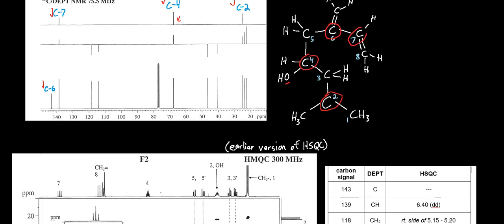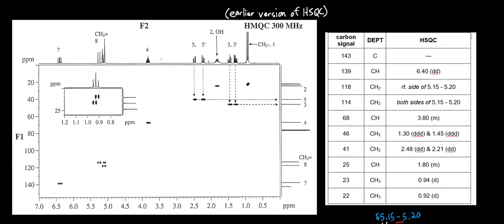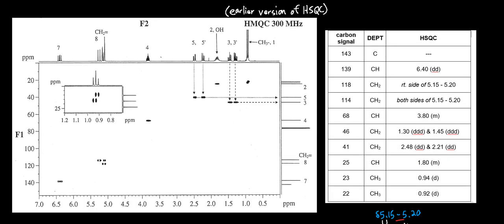Now we go on to HSQC, and I've gone ahead and made a table showing the carbon signals, what multiplicities they are in DEPT, and then I've gone ahead and filled in what correlates to what in the HSQC. Actually, this was an earlier version called HMQC, but this is really sharp data for HMQC.